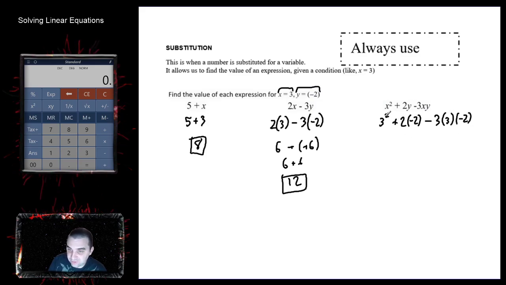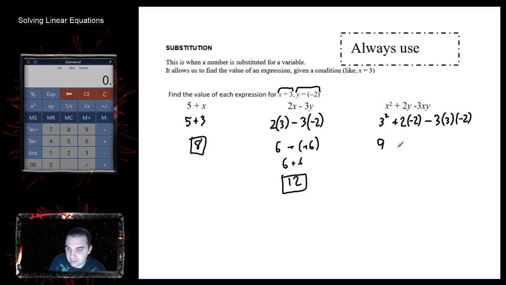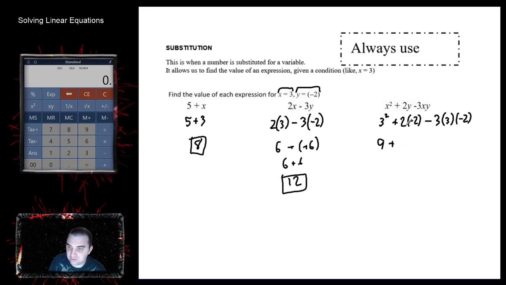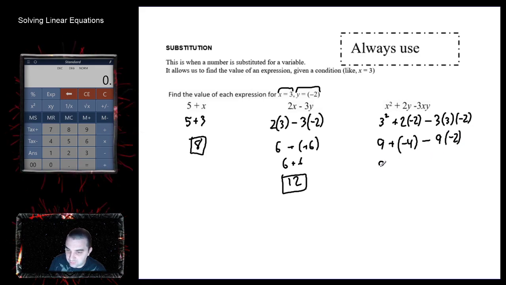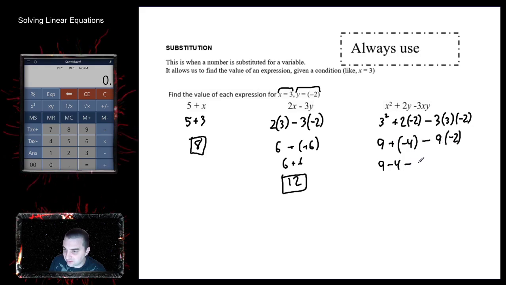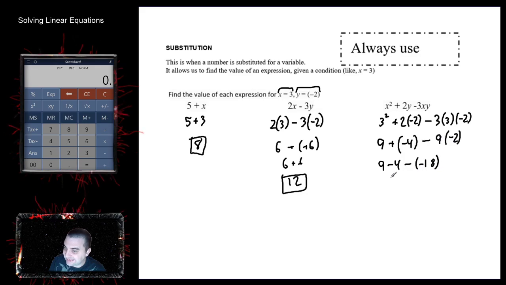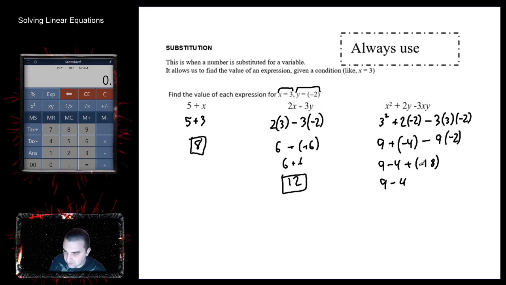And now I have to solve. 3 squared is 9. 3 times 3 is 9. Plus 2 times negative 2 is negative 4. Minus 3 times 3 is 9. And then we still have the times negative 2. So we have 9 minus 4. And then we have minus 9 times negative 2 is minus 18. 9 minus 4 plus 18.